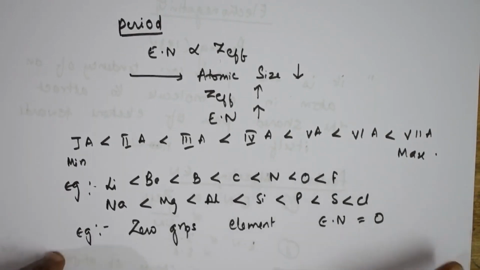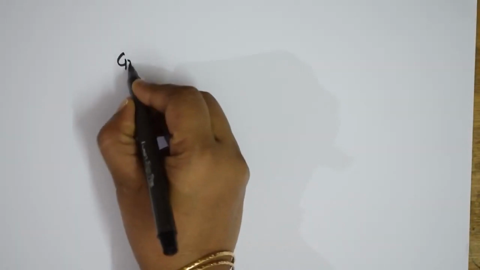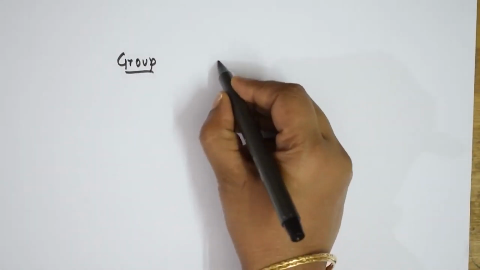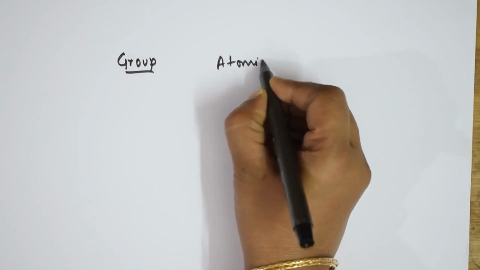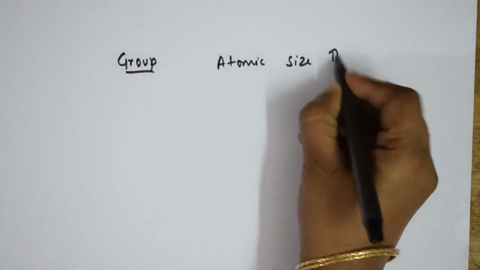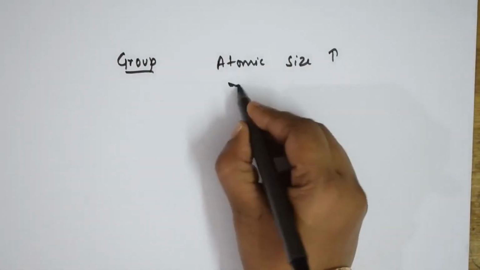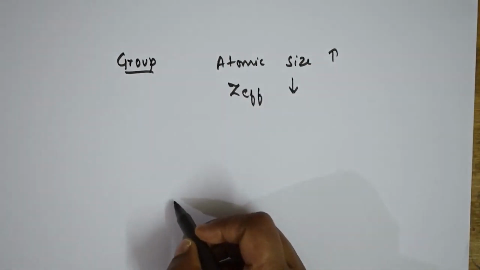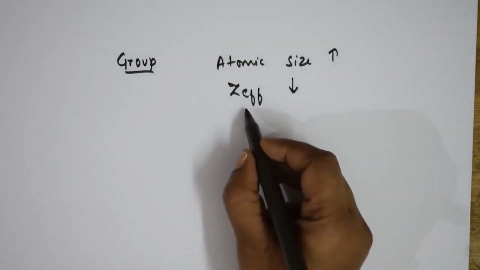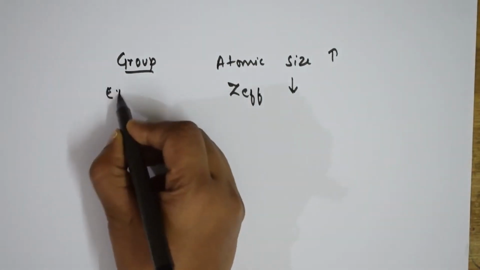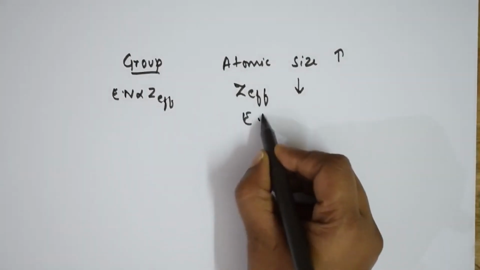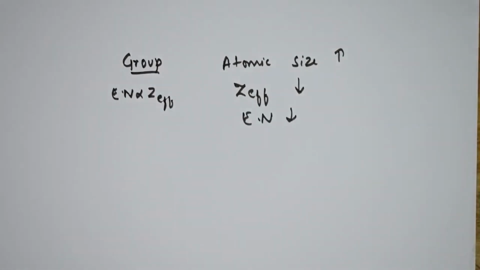Suppose I have to take the same concept in a group. The same thing in a group. What will happen from top to bottom? Atomic size increases. When atomic size increases, what will happen to Z effective? Z effective decreases. As I said, EN is directly related to Z effective. So when Z effective decreases, electronegativity value also decreases.